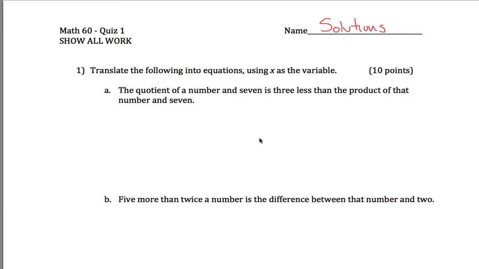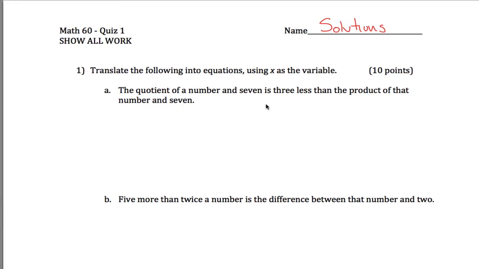All right, here are quiz solutions for Math 60, this first quiz. What we're given in the first problem, there's two of them, is we're asked to translate these into equations and use x as the variable. So you got a bunch of a mess here in English that we want to write mathematically, I suppose.